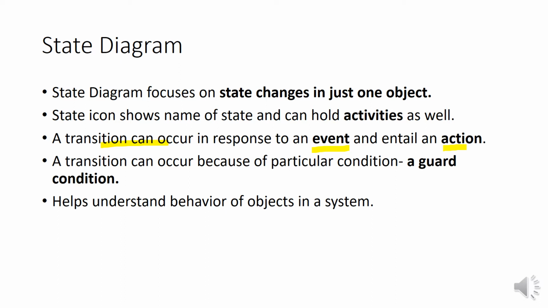So a transition can occur because of a particular condition which we call a guard condition, that is a Boolean condition. So state diagram helps understand the behavior of objects in a system. In short, state diagram shows the behavior of an object throughout a set of use cases. Through state diagram you can show the behavior of a subsystem or a system as a whole.